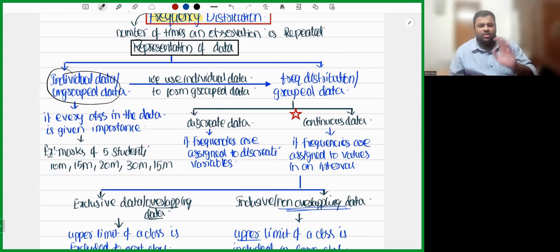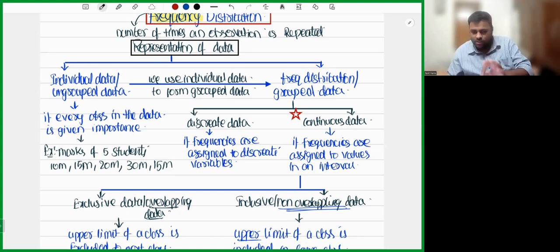Now, my dear friends, individual or ungrouped data is of no use in statistics. No statistical analysis can be performed with it. Say for example, some crore observations are there; you would write each and every observation? That would be foolishness. So what we'll do is convert this individual data into grouped data or frequency distribution.